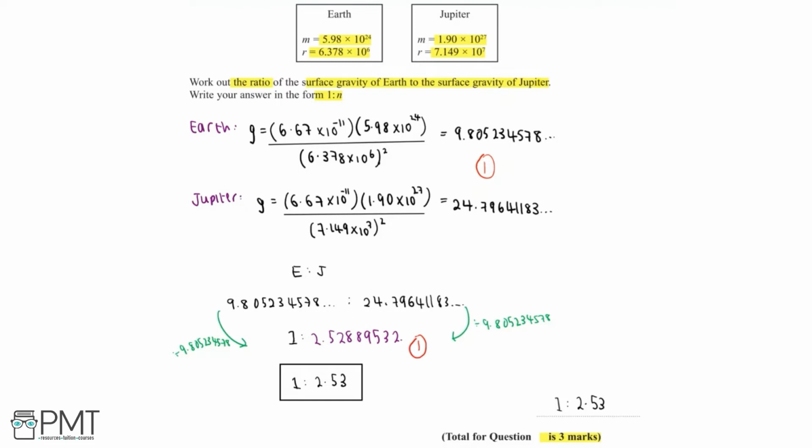And the third and final mark is for getting a correct final answer that the ratio of the surface gravity of Earth to the surface gravity of Jupiter is 1 to 2.53, allowing us to get the third and final mark needed in this question.